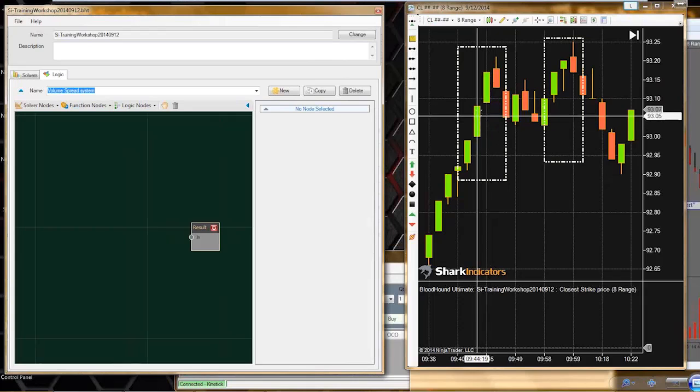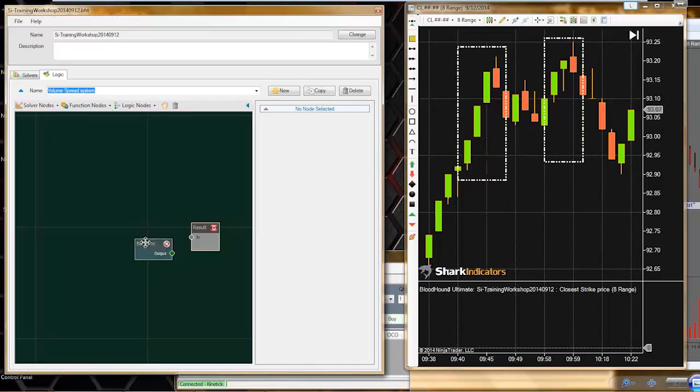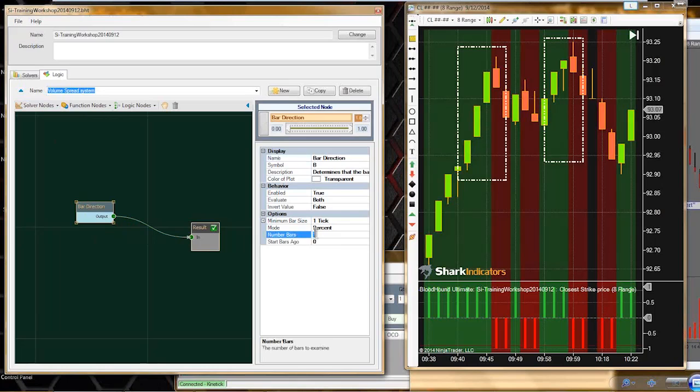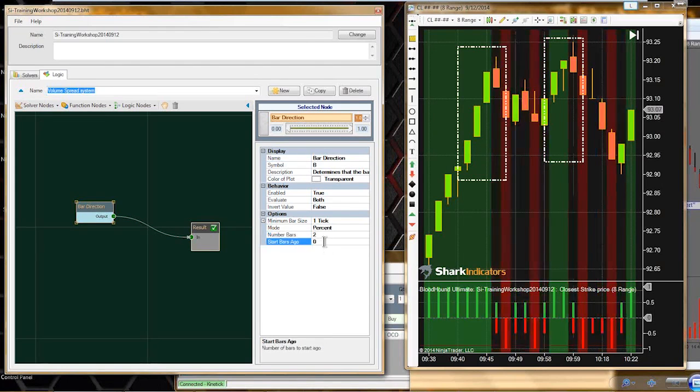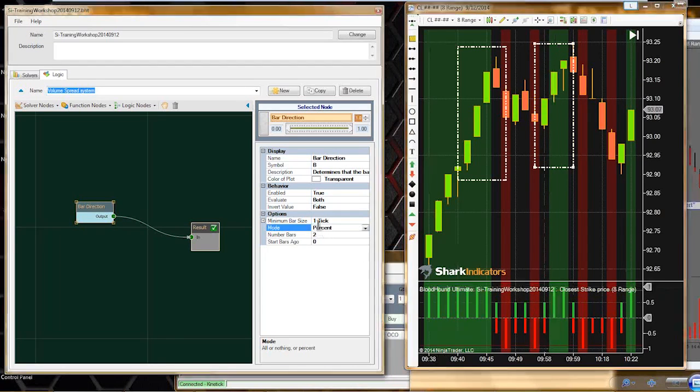Alright, so the first couple of conditions are pretty simple. We need 2 up bars in a row. So let's grab a bar direction solver, connect that in there, and we want the number of bars to be 2 in a row. Looking at BloodHound's output, on our first up bar we get a partial long signal, and on the second up bar we get a full long output, because our mode is set to percentage. So I'm going to set it to all or nothing, which gets rid of the fuzzy logic part. So on our second up bar we get a long output. That's condition 1.